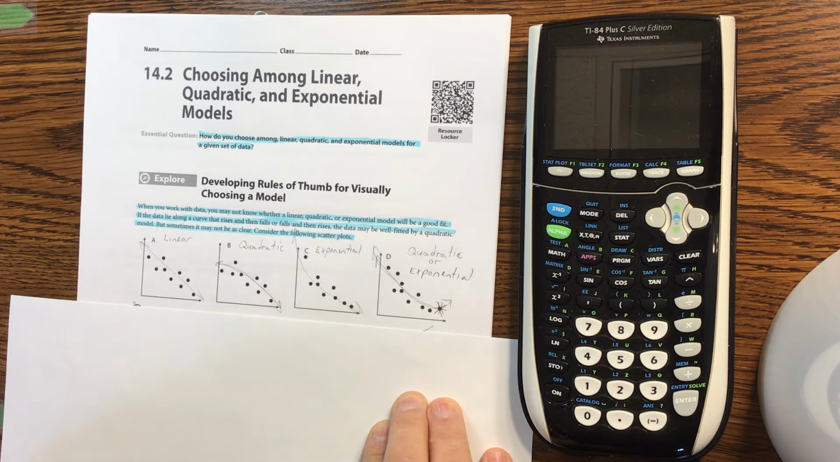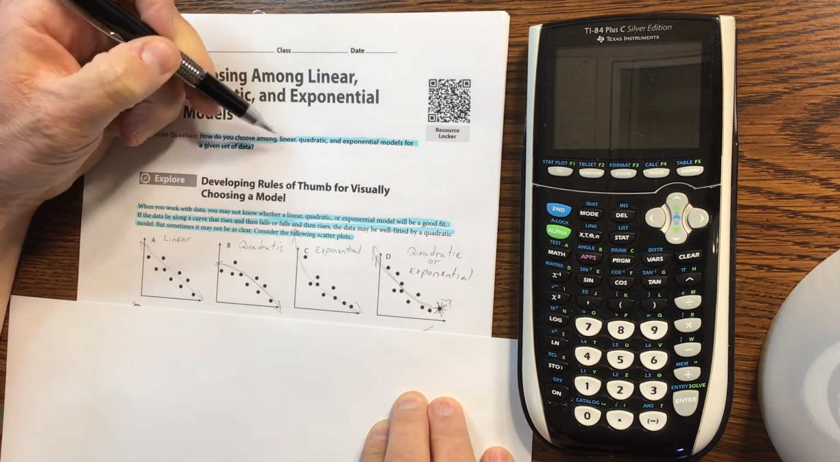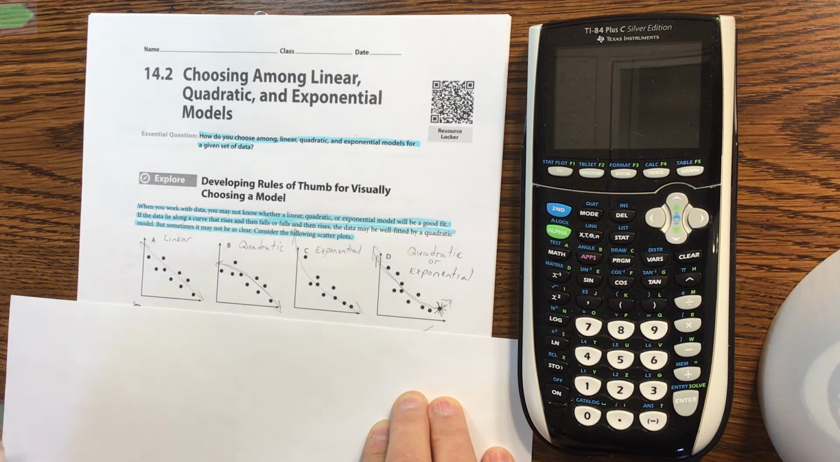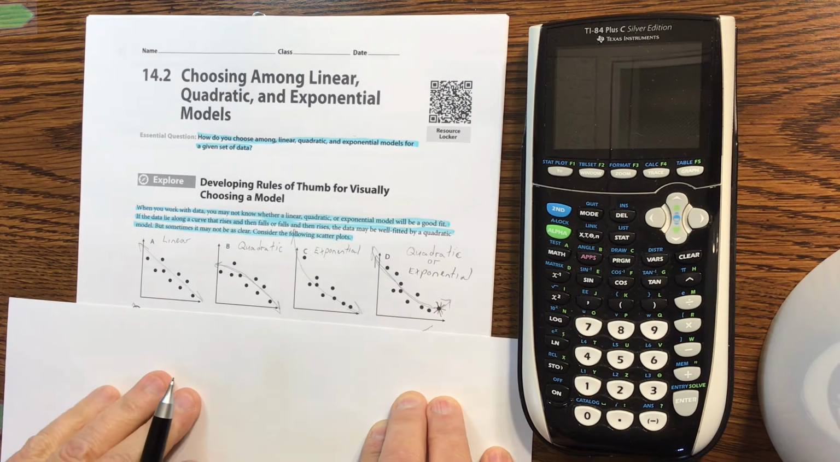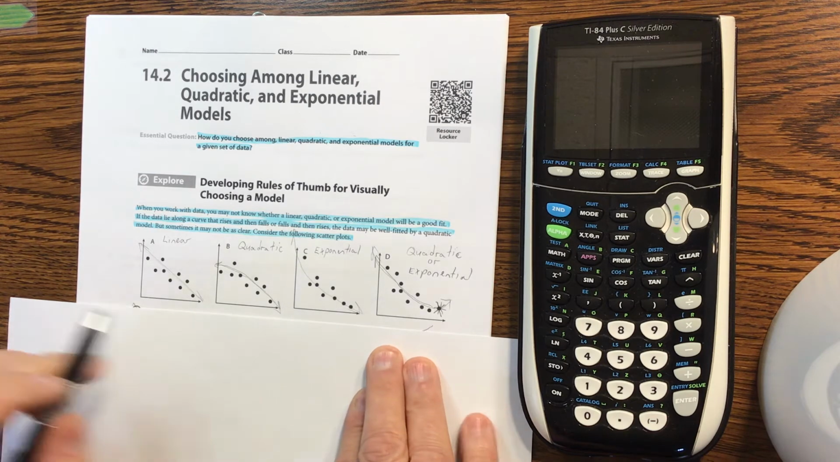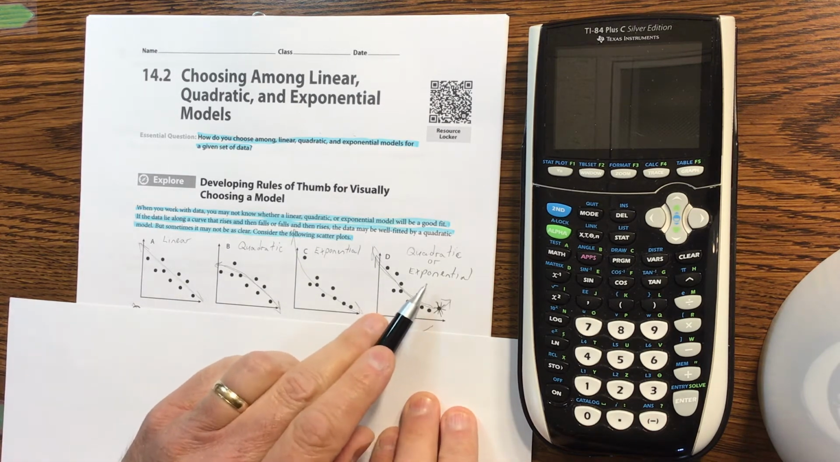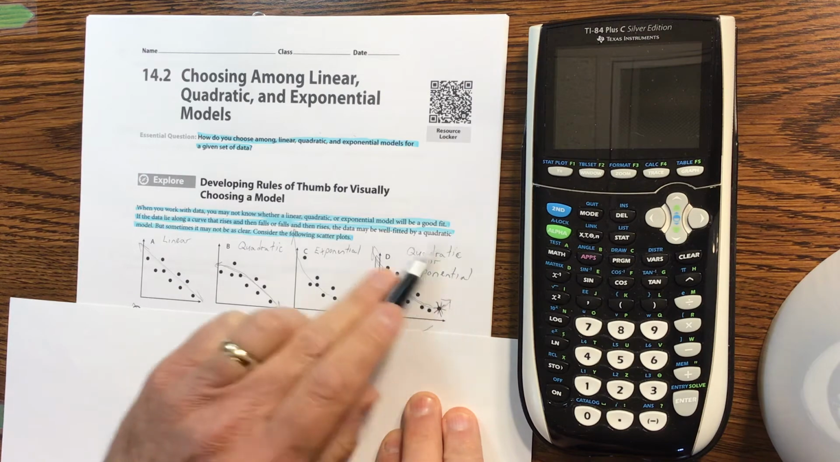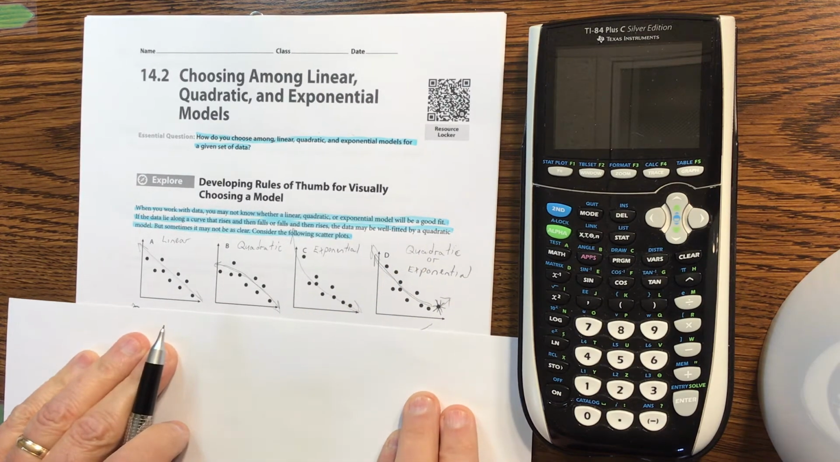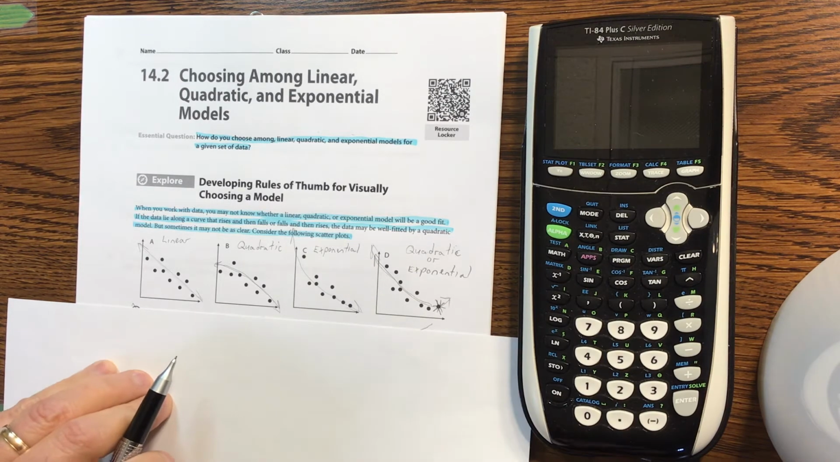All right, this is what we're going to have to deal with in this section. How do you choose among linear, quadratic, or exponential models for the given set of data? All right, this takes a little bit of practice. Again, there's one problem within our homework or in our notes where we can say, well, it could be quadratic or it could be exponential. It all has to do with, you'll see when we get to it, okay?